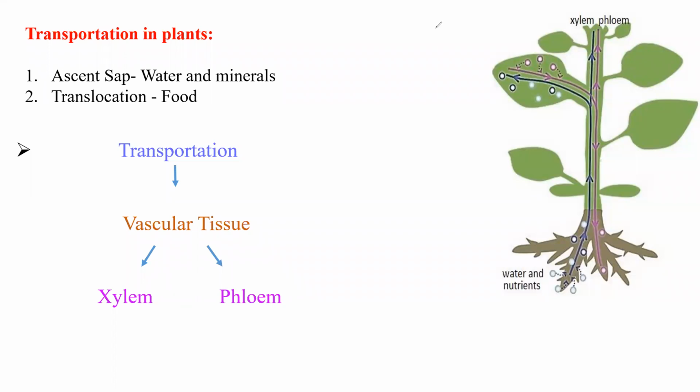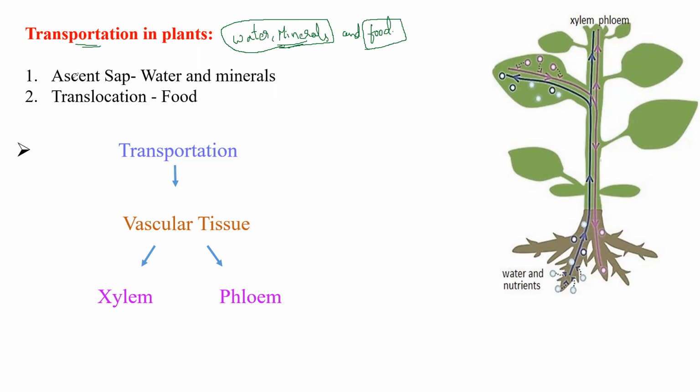Transportation in plants. Substances which are essential for plants are water, minerals, and food. These are the three essential components which have to be transported from one place to another. Generally, water and minerals are transported from the root to other parts of a plant, and food is transported from the leaf to other parts of a plant.